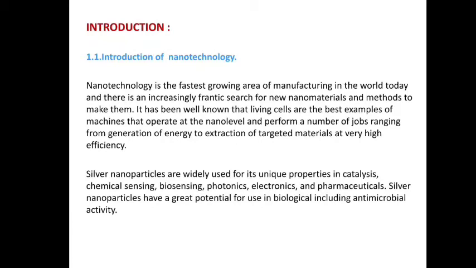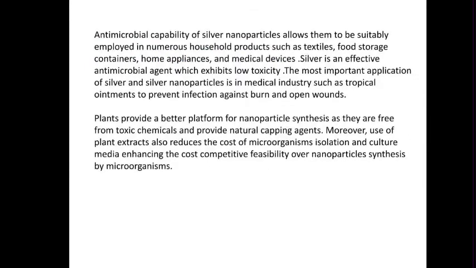Silver nanoparticles are widely used for their unique properties in catalysis, chemical sensing, biosensing, photonics, electronics, and pharmaceuticals. Silver nanoparticles have great potential for use in biological applications, including antimicrobial activity. The antimicrobial capability of silver nanoparticles allows them to be suitably employed in numerous household products such as textiles, food storage containers, home appliances, and medical devices.